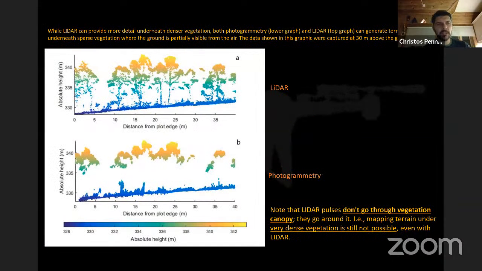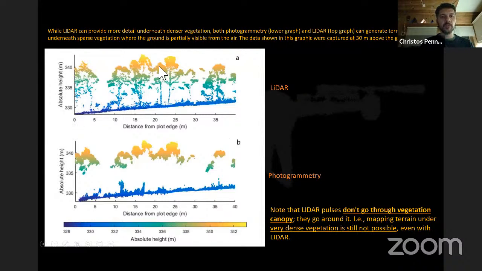So here we can see an example of the same exact area scanned with LiDAR and with photogrammetry only. The digital elevation model came out from the scanning that we performed with LiDAR and photogrammetry. The LiDAR provides more detail underneath the denser vegetation, like here, you can see how clear it is. This is a cross section. Sorry, I forgot to mention that. This is the altitude, the height, and the distance.